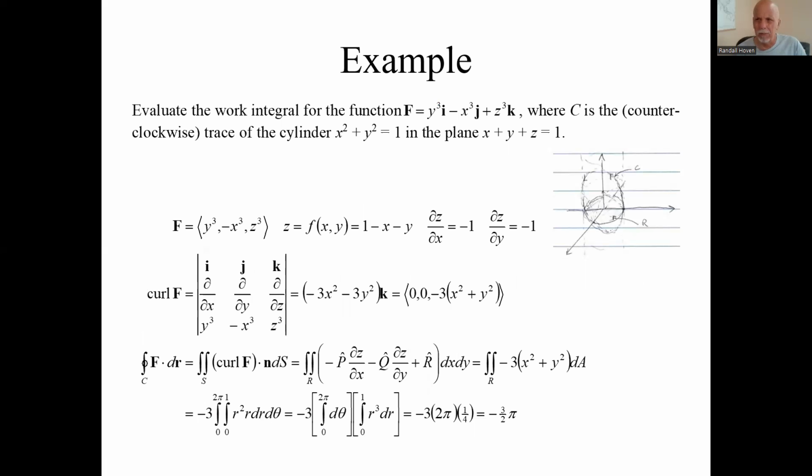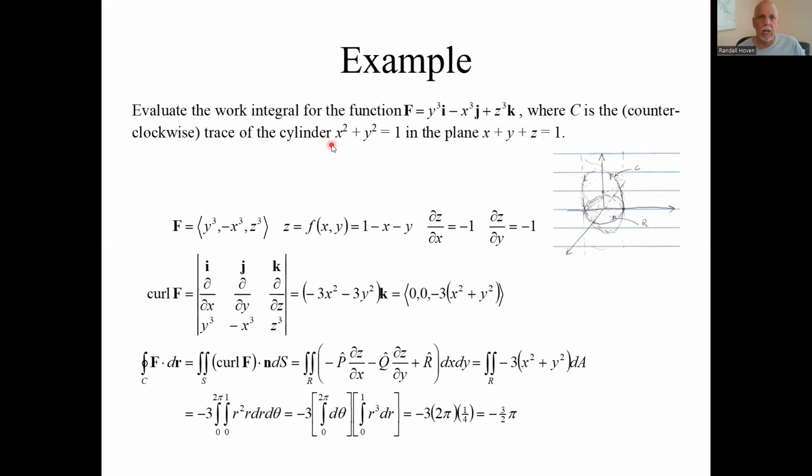One more example of Stokes. Here's our F, our vector field, and C is a counterclockwise trace of the cylinder x squared plus y squared equals 1 in the plane x plus y plus z equals 1. This one's kind of hard to draw in 3 dimensions. It's a little bit hard to imagine.